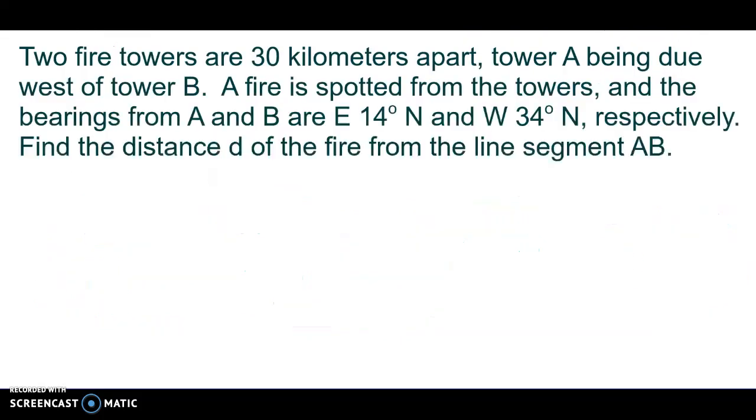Okay, next one. Two fire towers are 30 kilometers apart, Tower A being due west of Tower B. A fire is spotted from the towers, and the bearings from A and B are east 14 degrees north and west 34 degrees north, respectively. Find the distance D of the fire from the line segment AB.